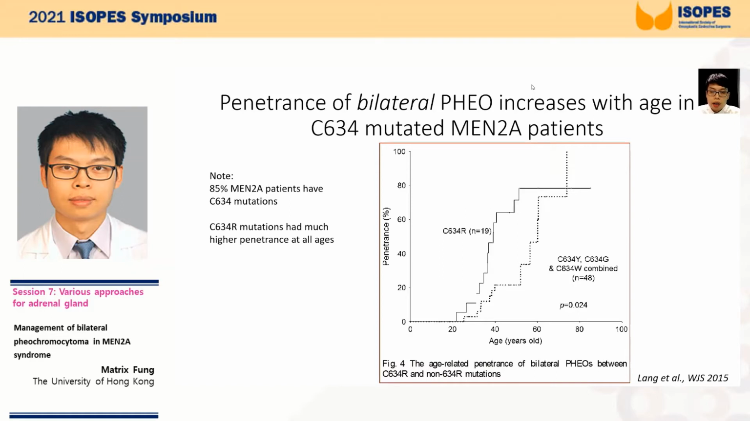This study illustrated how the penetrance of bilateral pheochromocytoma is affected by different kinds of mutation. As you can see on this diagram, patients with codon 634R mutation have higher penetrance of bilateral pheochromocytoma at all ages than the other codon 634 mutations. Moreover, the penetrance of bilateral pheos increases with age. It is therefore important to know exactly which mutation the patient carries, because this would have prognostic and also management implications.